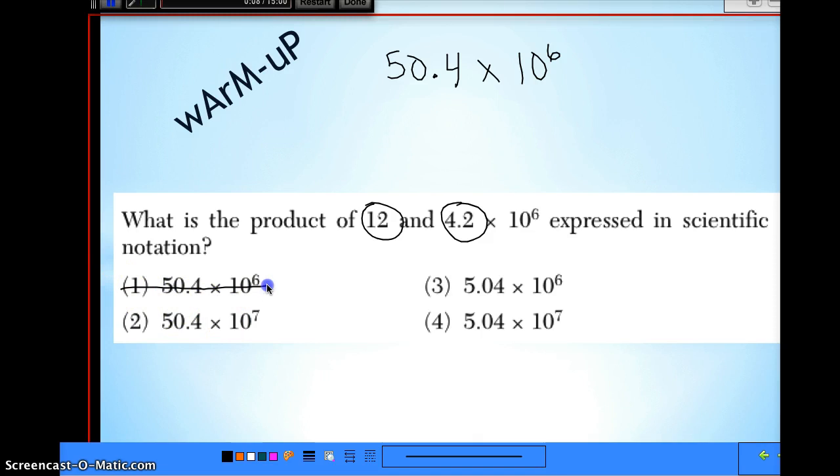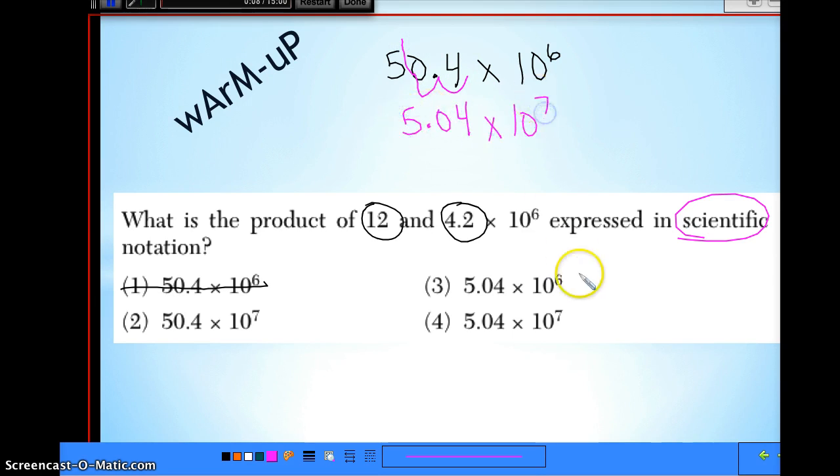However, that's the trick answer because it's not written correctly in scientific notation. So what they did is they moved it over 6 places when really, instead of 6 places, they should have gone to 7 places. So it's 5.04 times 10 to the 7th power. So be careful with that because they're trying to trick us. It's correct, but it's not in scientific notation, and the directions ask for that. That's the way you have to leave it.